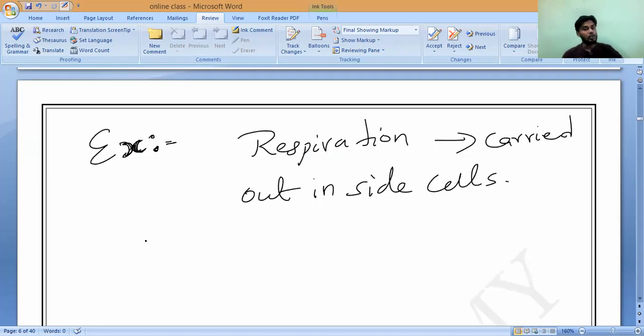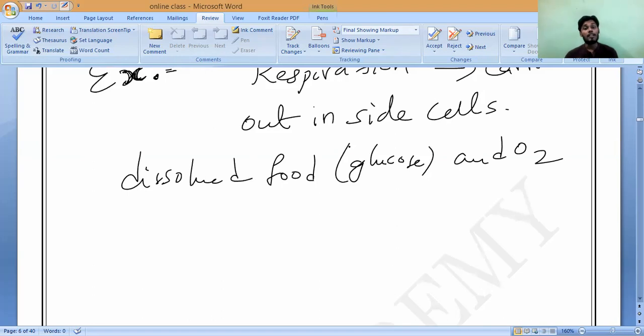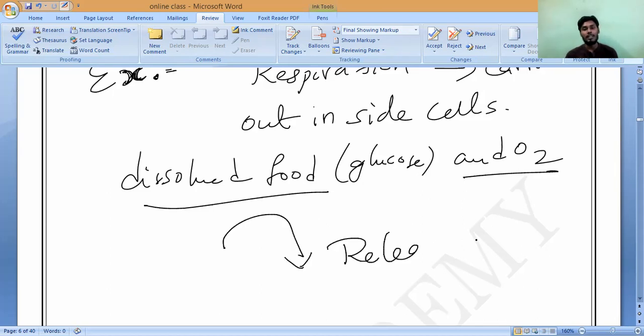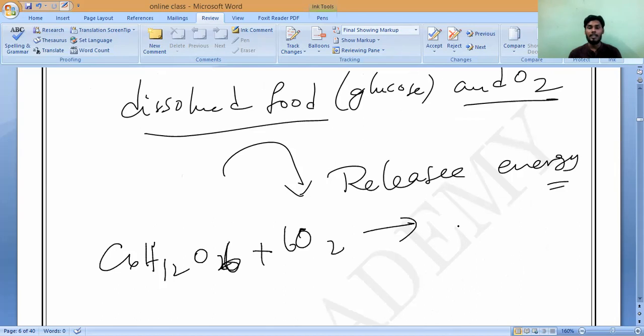So, respiration needs two substances. What is that? Dissolved food, meaning glucose, and oxygen. They will enter into the cell. The cell membrane will send the dissolved food and oxygen into the cell, so that they release energy. C6H12O6 plus 6O2 will give you energy.